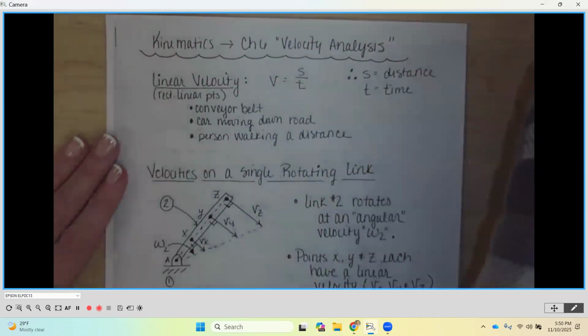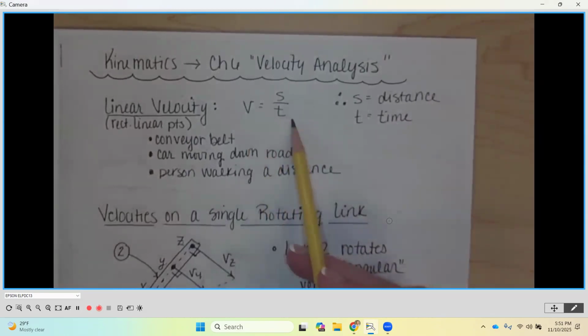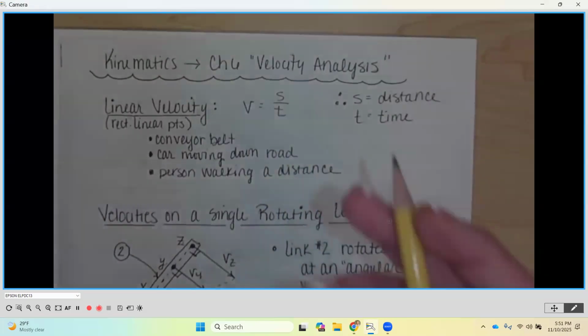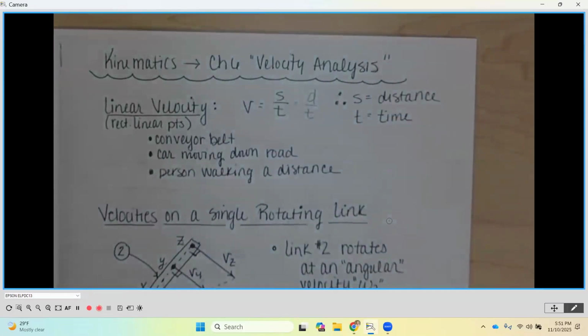So at the top here, this first page is kind of like a review, or kind of bringing together the concepts and the relationships. So first of all, linear velocity, which we just covered. Velocity is going to be equal to distance divided by time. So in this case, S is being used for the variable. But like I said, this can also be D over T, or that R over T that you're going to see in the book. Okay.